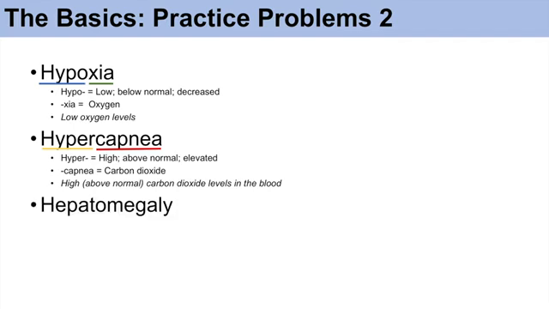The next one is hepatomegaly. What does hepatomegaly mean? Well, again, just break it down into pieces. The beginning of the word, hepato, we know hepato means liver. In megaly, we've learned that megaly stands for enlarged. So when we put it all together, it just means an enlarged liver. Hepatomegaly means an enlarged liver.